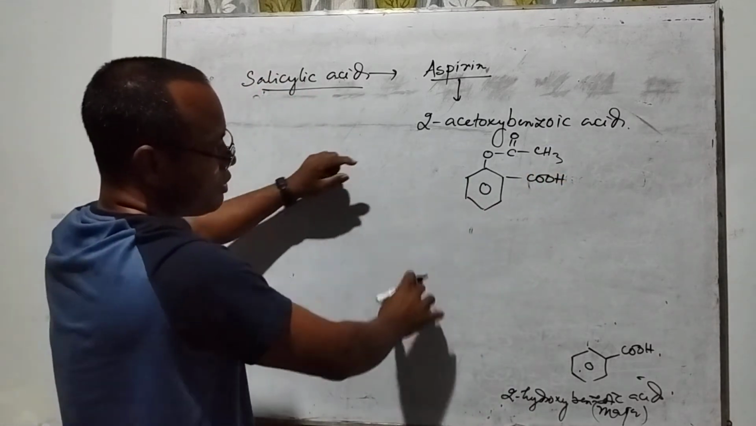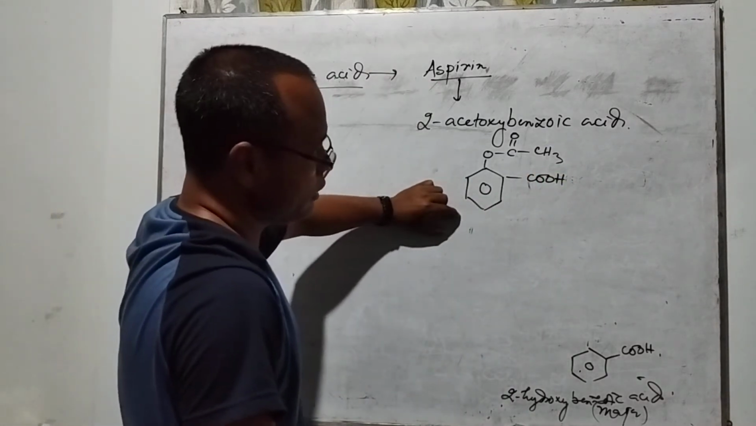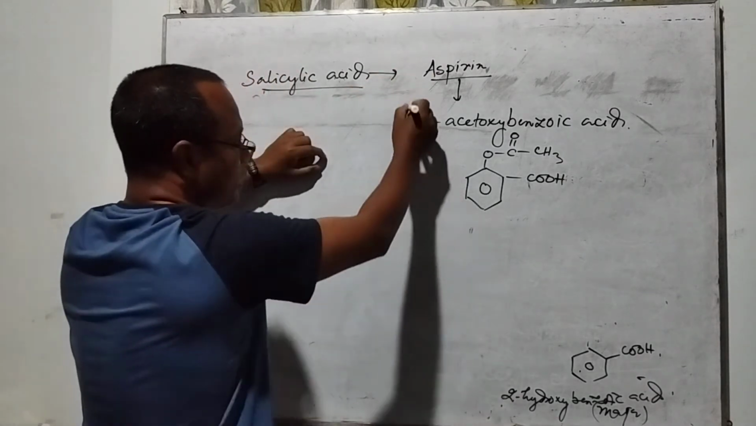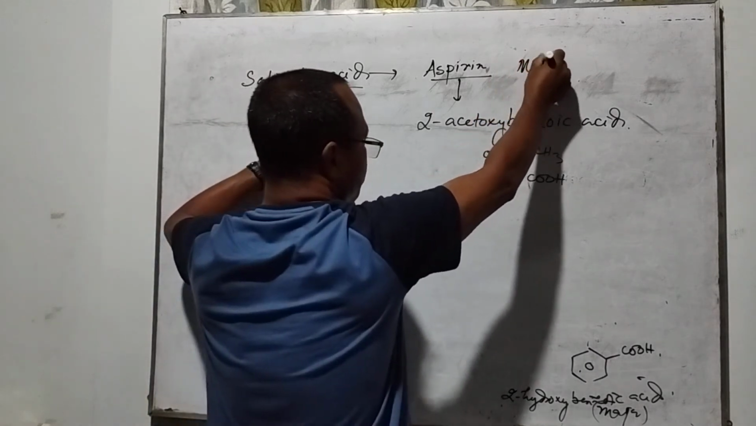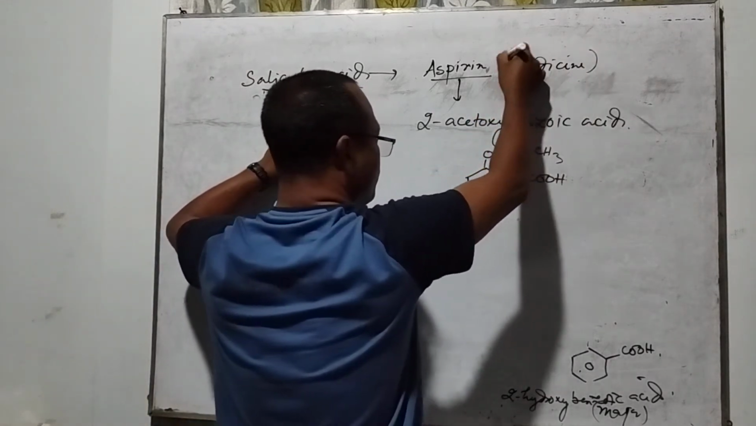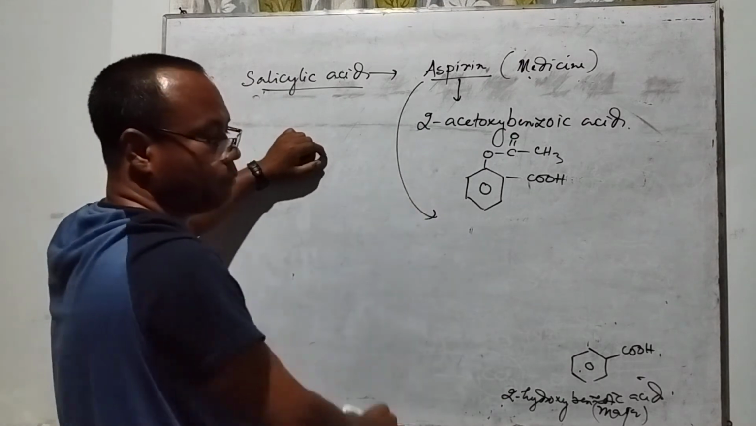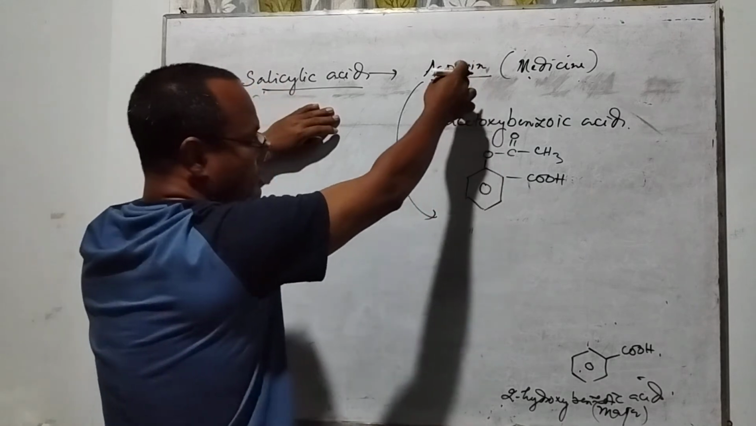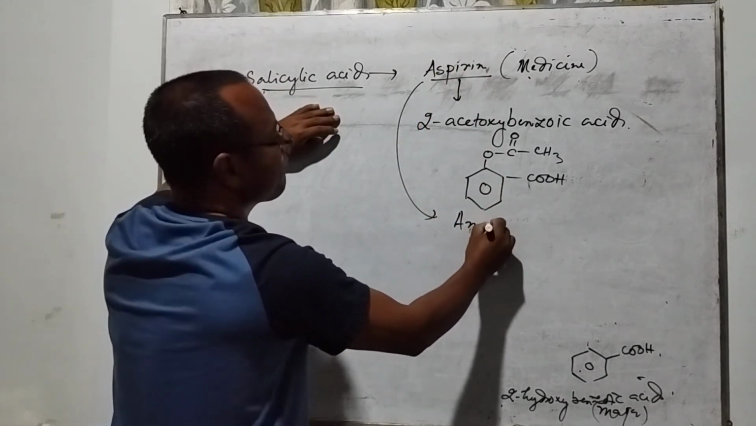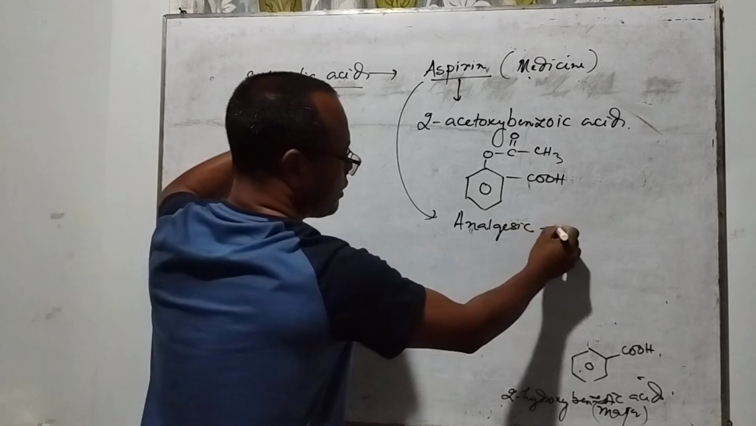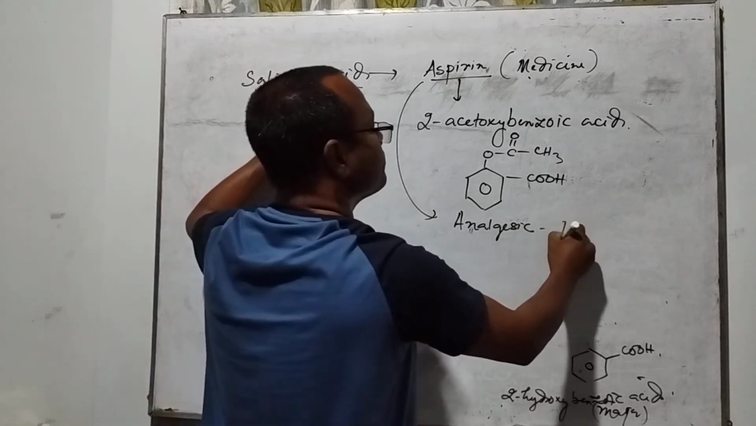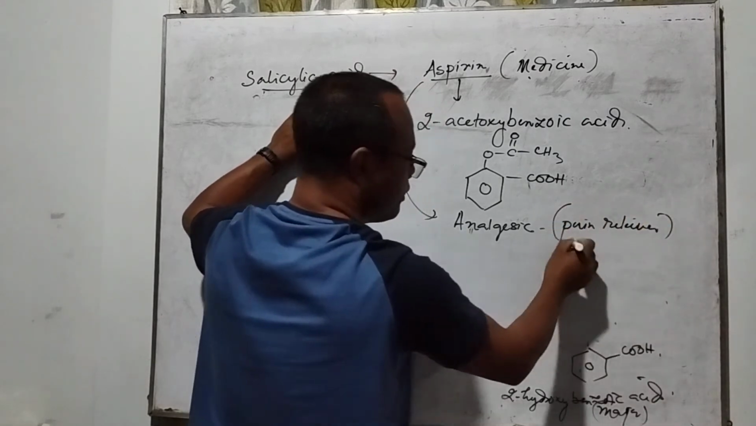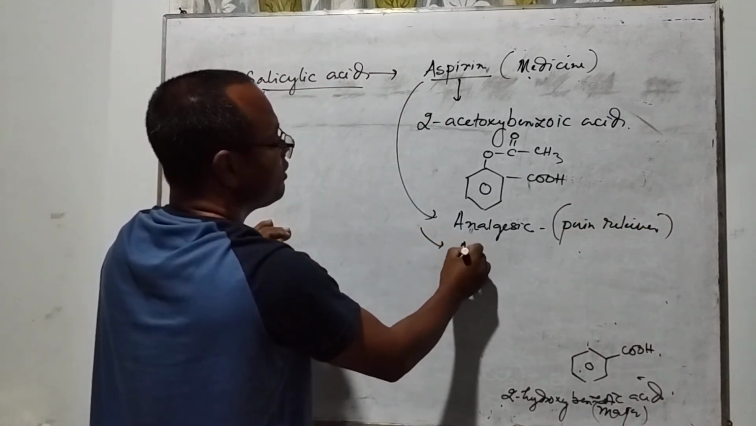So this is the structure of aspirin, right? Now this aspirin, we know as a drug or medicine. Aspirin is one of the most useful medicines for kids. So what are the properties of aspirin? One is analgesic, that means pain reliever. Another is antipyretic.